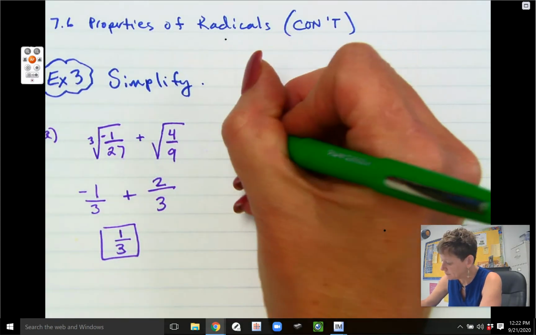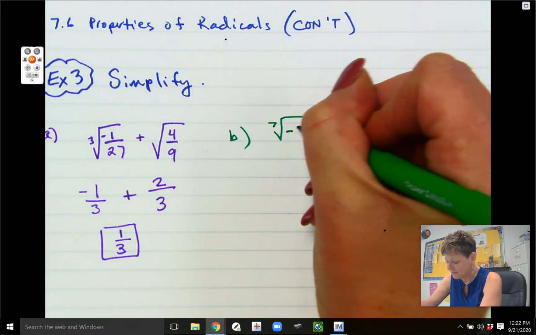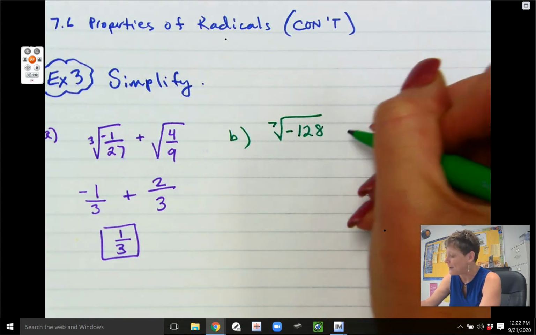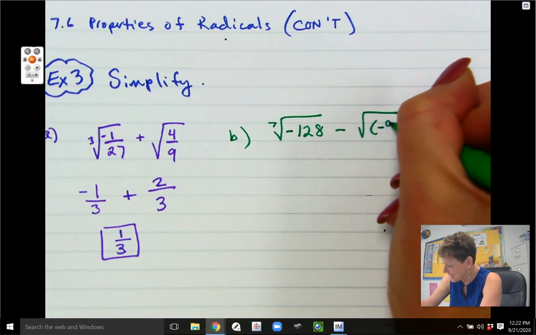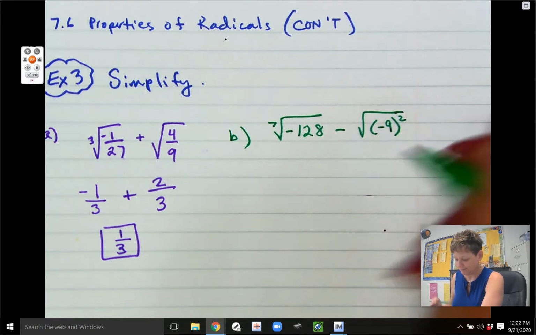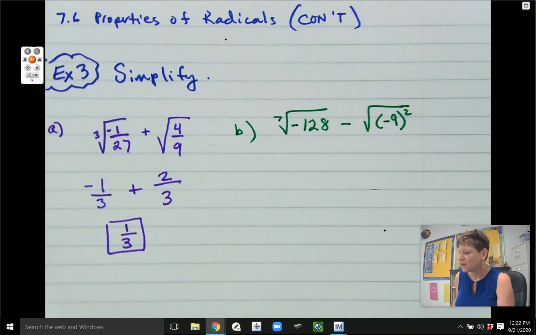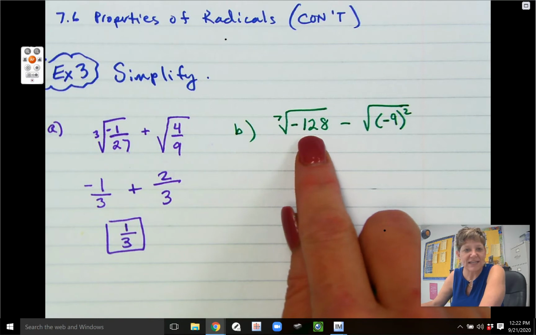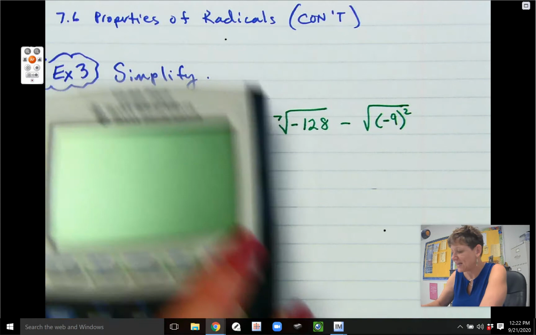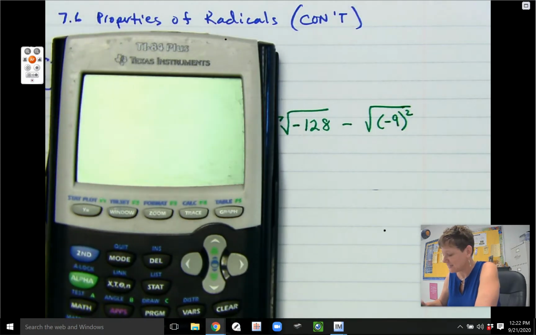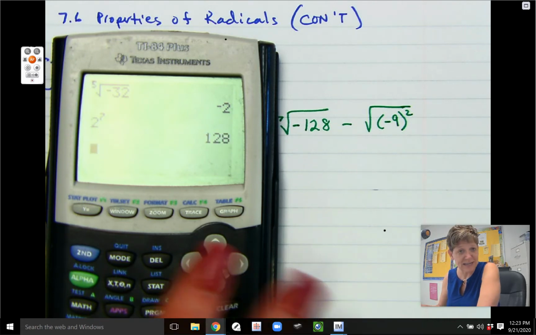For B, we are going to do the 7th root of negative 128 minus the square root of negative 9 squared. So we need to know what to the 7th makes 128, if possible. It helps to know that 2 to the 7th is 128.